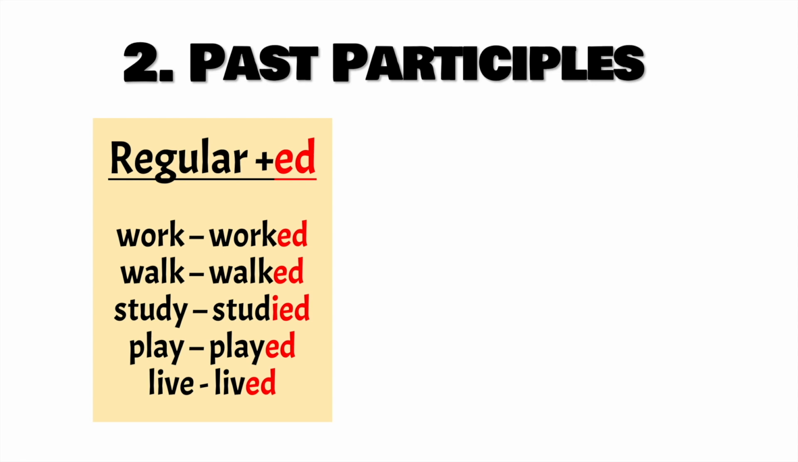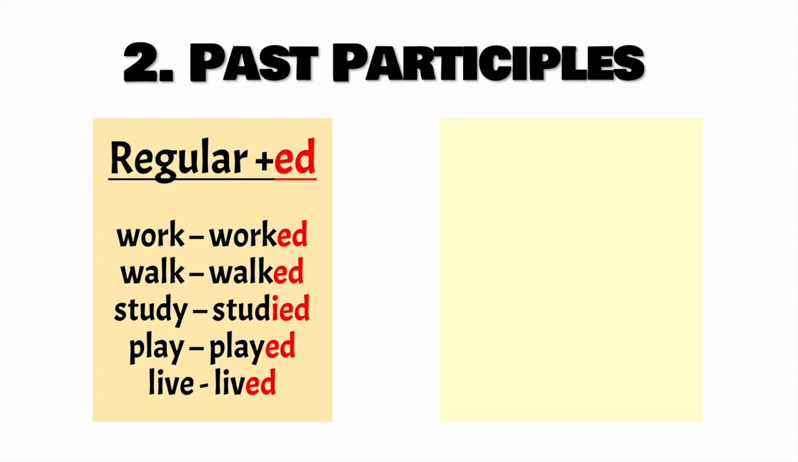Instead, play, played. So play does not change because before the y there is a vowel, the A, so it stays the same. So the y acts as a vowel. And then we have another example, live. Live, we just add D and not double E. Now these are some of them. The majority are regular past participles.